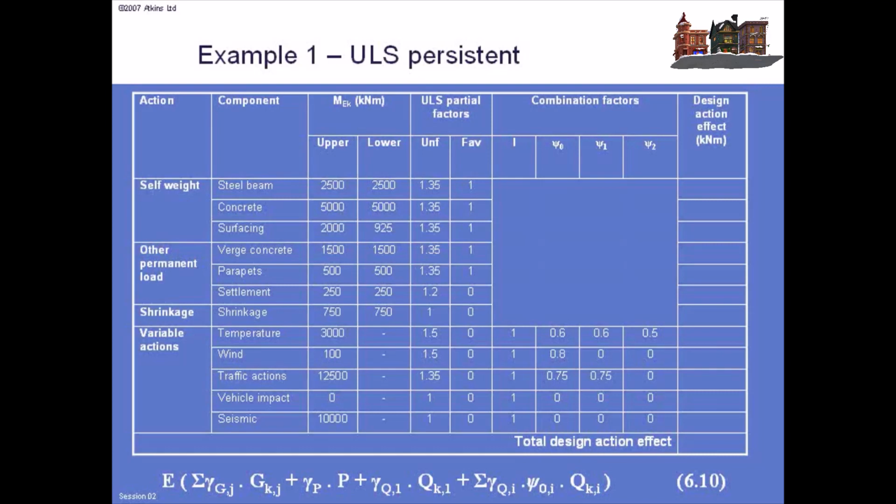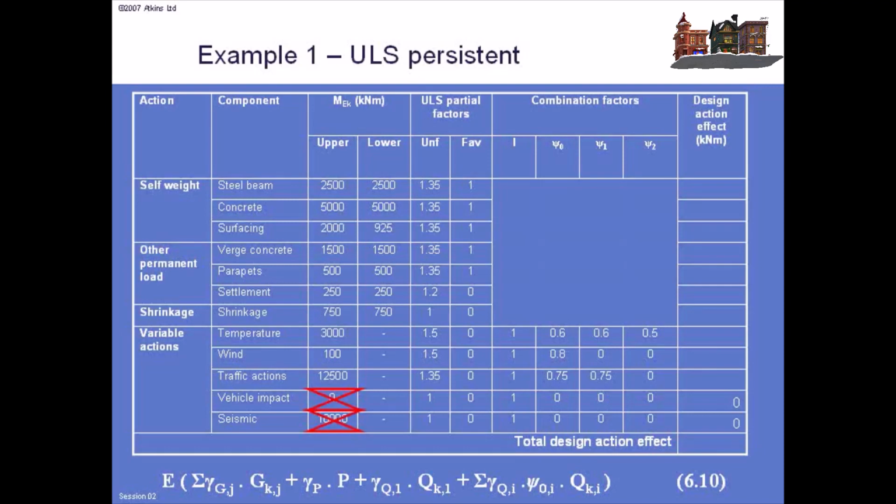So the first thing to note with that formulation is it's a persistent combination. It's not an accidental combination, so we're not interested in vehicle impact. In fact, there isn't any effect here to consider anyway, but if there was, we wouldn't be considering this in the persistent combination. And it's not a seismic combination either, so we're also not interested in the seismic action in this combination. So we can just cross those out.